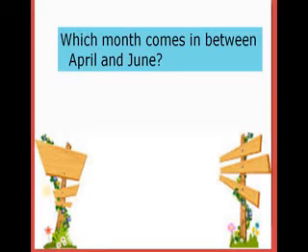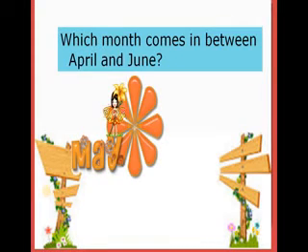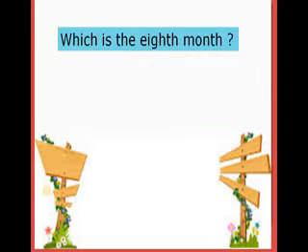Which month comes in between April and June? Countdown begins. 5, 4, 3, 2, 1. May. Summer month. Which is the 8th month? Think. I'm hinting you. Jumping. Did you guess it? Correct. 8th month, August.